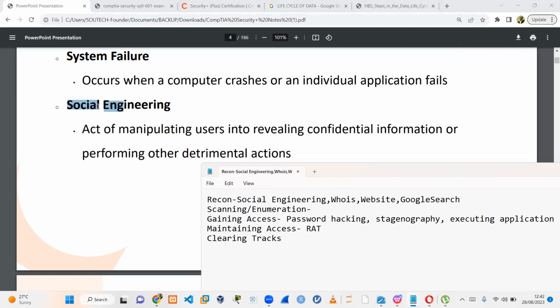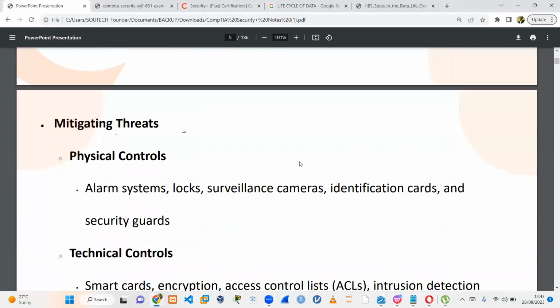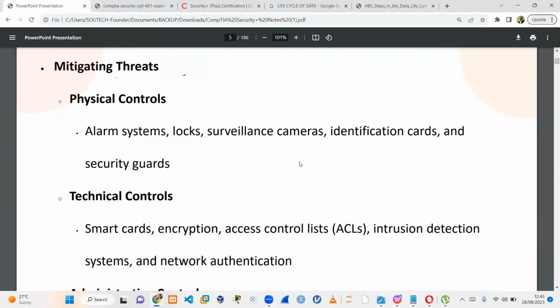Okay, so the point I'm trying to make is that social engineering is amongst the first very peripheral areas in the hacking process. So it comes very, very first. So what is it? Act of manipulating users into revealing information, especially confidential information, or performing other detrimental actions. And there are different ways that can be done.